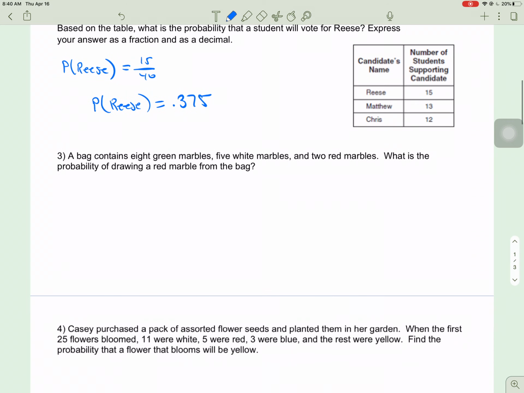A bag contains 8 green marbles, 5 white marbles, and 2 red marbles. What is the probability of getting a red marble? Probability of getting a red marble.